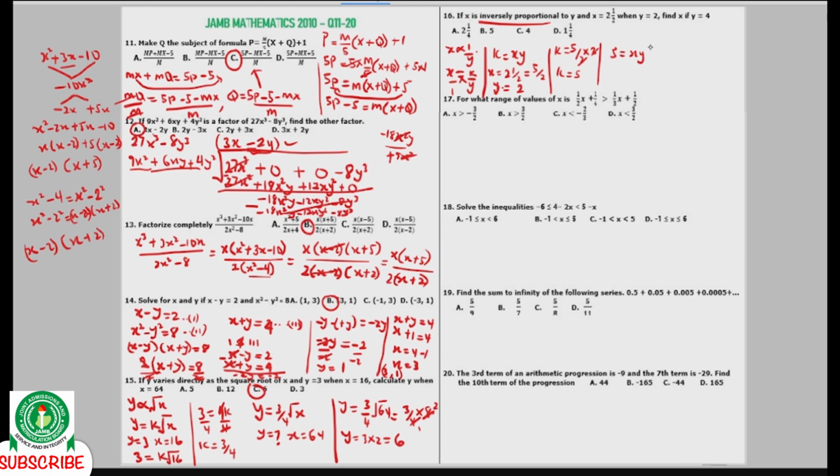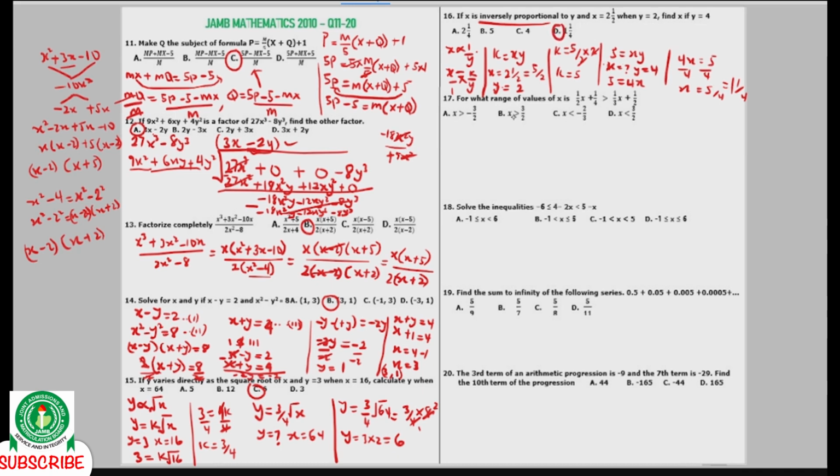Now to find x if y is equal to 4. So we now have 5 is equal to 4x. So 4x equal to 5. Divide both sides by 4. So x is equal to 5 over 4, which is equal to 1 number 1 over 4. So the option here is option D.